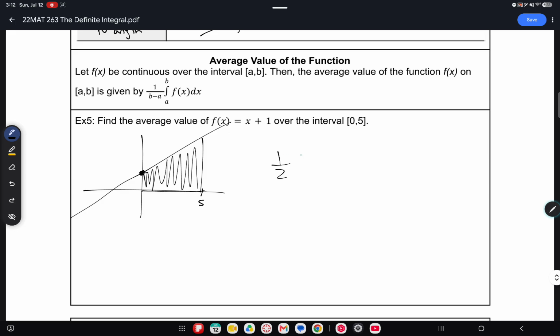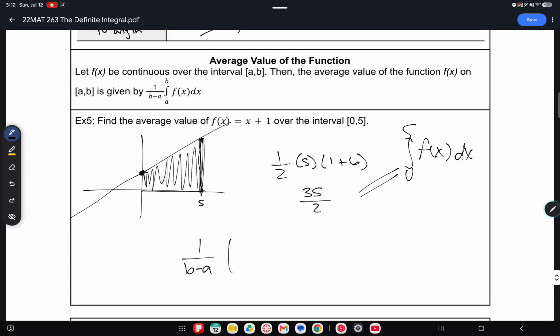So 1/2 the height, which is 5, times the sum of the bases. So 1, and if I plug in 5 into the function, I get 6. So 1 plus 6 is 7. 7 times 5 is 35. So 35 over 2 is that area from 0 to 5 for the function. So then I just need to do the average value. So 1 over b minus a times that 35 over 2. So b minus a is 5 minus 0, so 1/5 times 35 over 2. Well, 35 divided by 5 is 7, so our average value is 7 over 2.